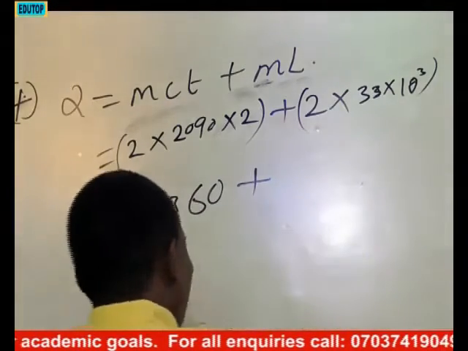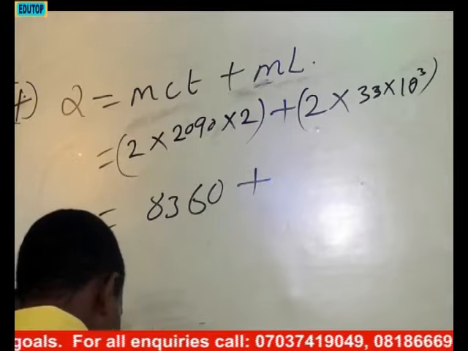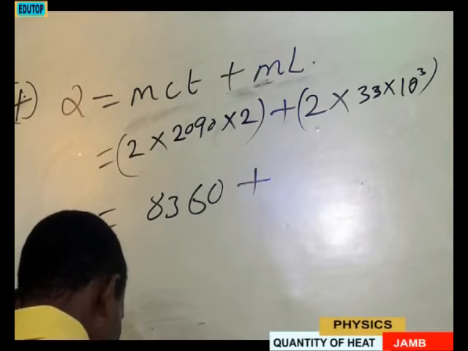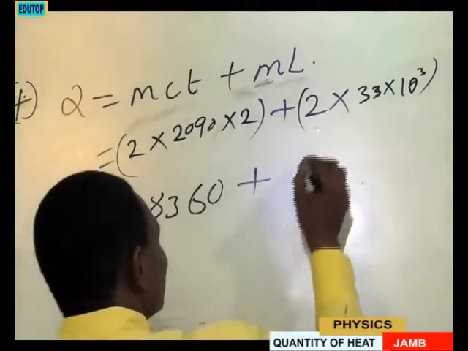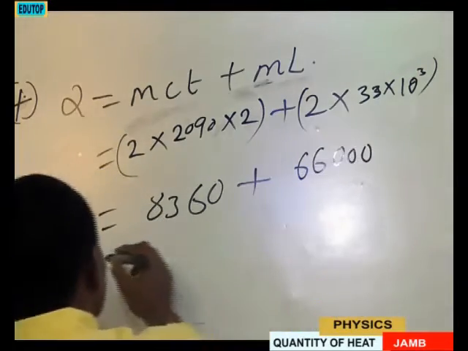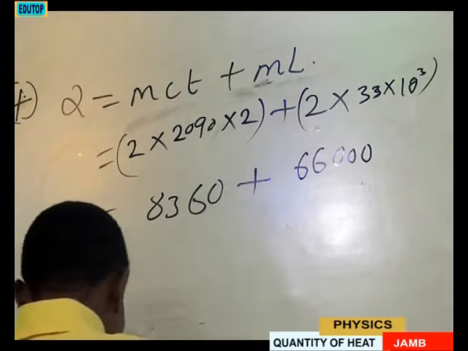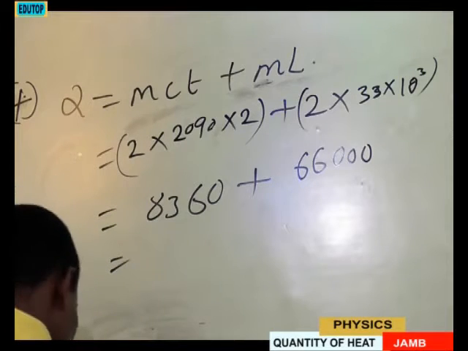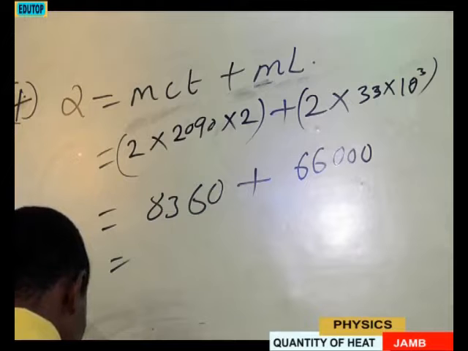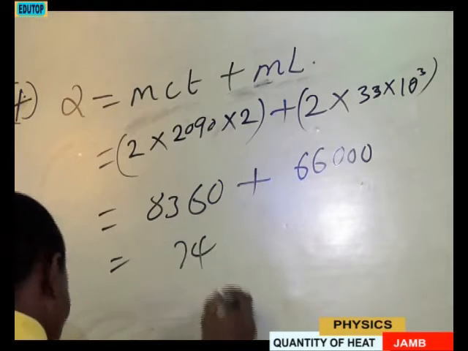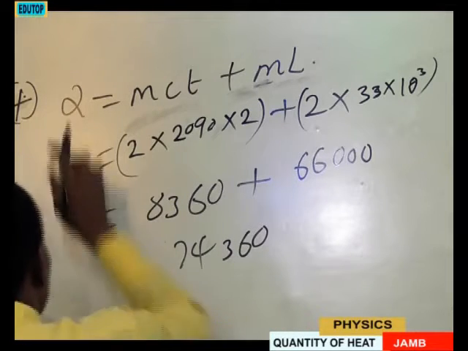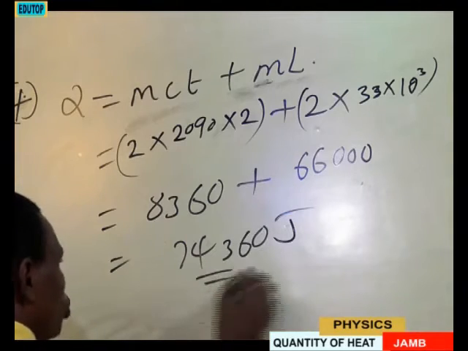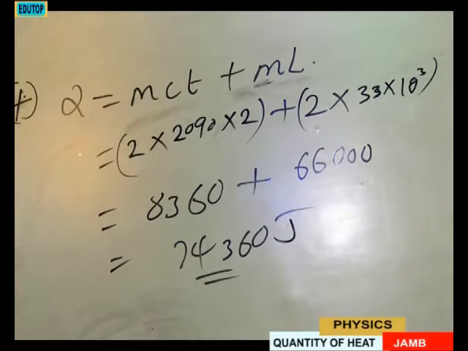Okay? 2000 times 33. What is going to be the value? 2000 times 33 will give us 66,000. So if we add the two together, 8360 and 66,000, altogether it gives us 74360. 74360. Quantity of heat in what? Joule. In joule.